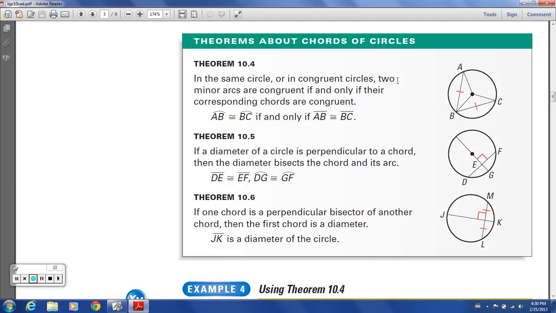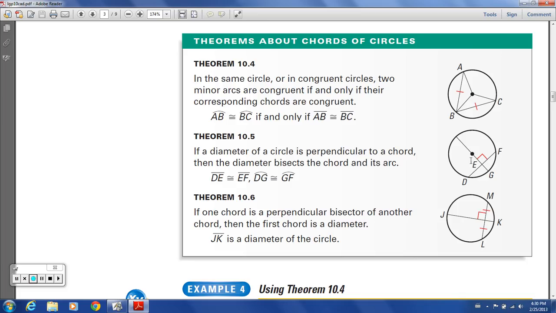In the same circle or in two congruent circles, two minor arcs are congruent if and only if their corresponding chords are congruent. So this chord AB and this chord BC, if they're the same, that means minor arc AB is the same as minor arc BC, from here to here along the circle.